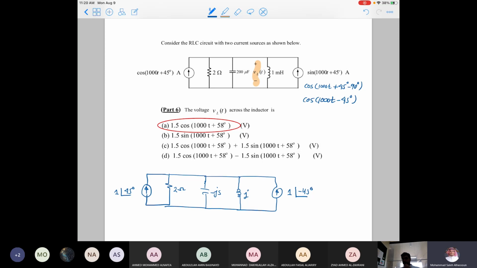Ali? Doctor, what if we have different omega here? Okay, if you have different omega, then in this case you will need to apply what? We will do the same thing, but we will then... Superposition. Exactly. So you need superposition, because you have two different sources. Okay. Thank you, Doctor. It's clear now.